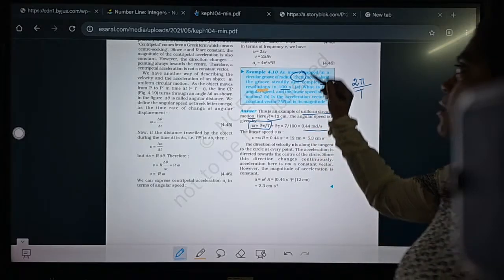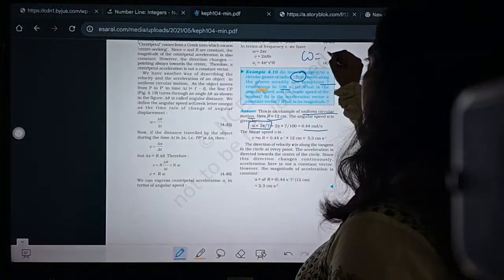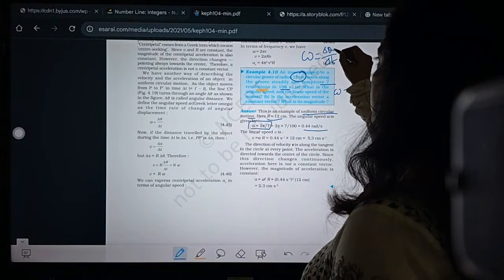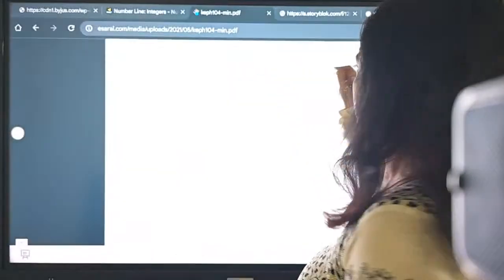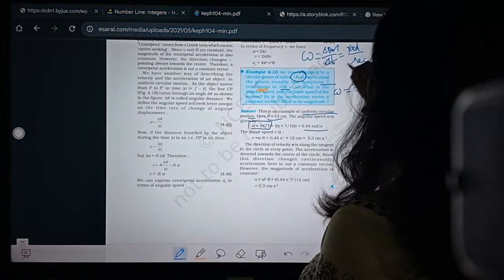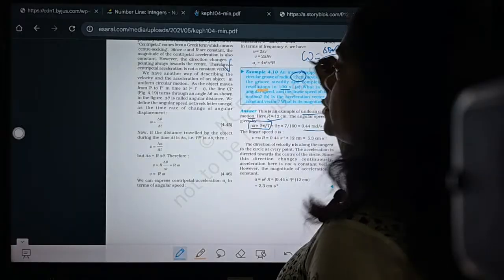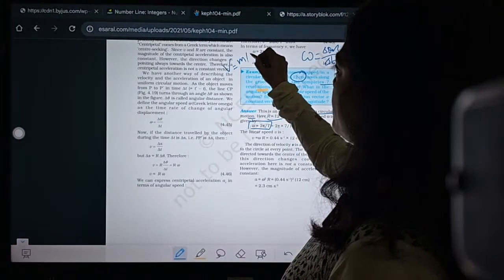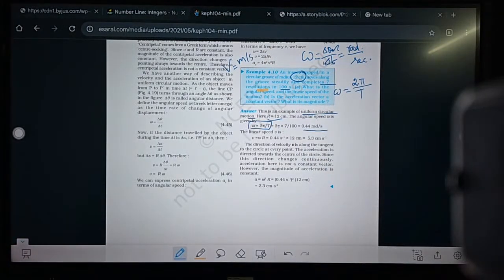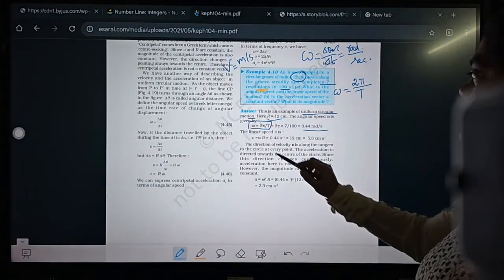That is also very important. What is the unit of omega? Delta theta by delta t. Theta is now converted into radians, not in degrees. So radians per second. This is the angular velocity unit. What is the linear velocity unit? Meter per second, that you know, right? So linear speed will be meter per second or centimeter per second, whatever it might be here.